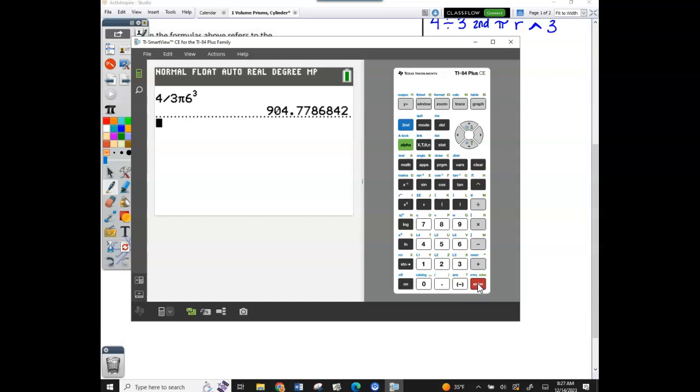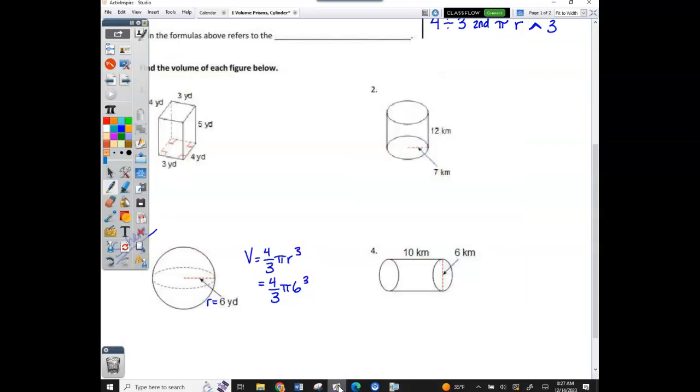Now remember, this is volume, so you're going to get big numbers. They're going to be uncomfortable. You're going to get a decimal in pretty much every single question. We're going to round to the nearest tenth on every one of them. So 904.8. Now, let me show you one more thing about volume.